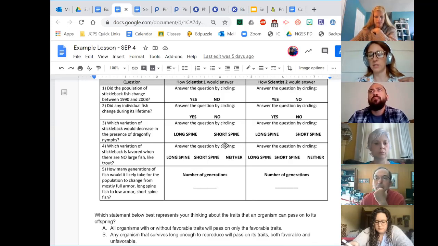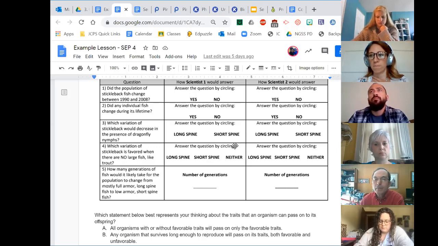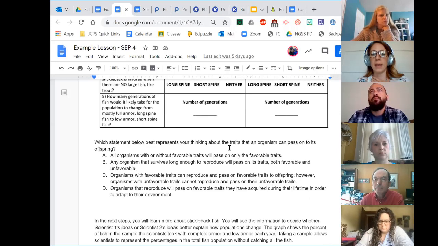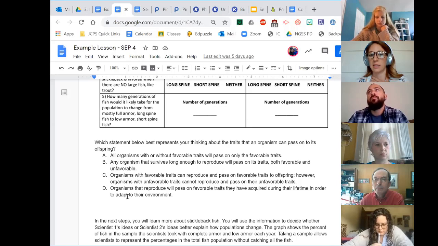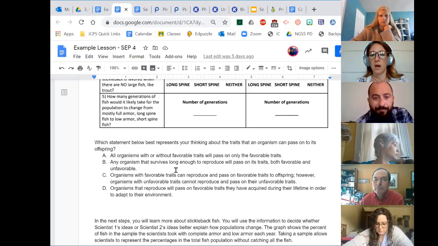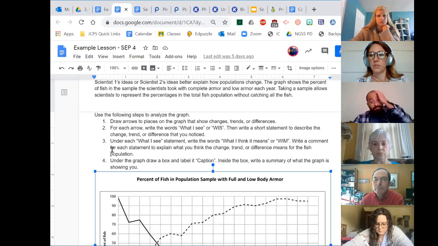And this science content storyline, or this anchoring phenomenon, is a stickleback population. So they're thinking about those science ideas in the context of this anchoring phenomenon. All right, and they're making some predictions, using their current knowledge, about how those science ideas relate to this population. All right, and then they're going to analyze the data.